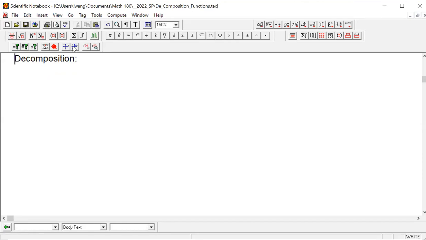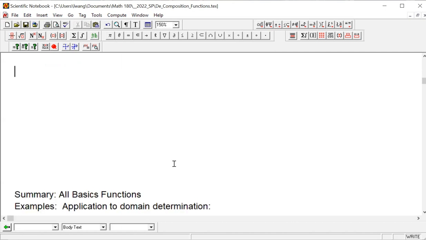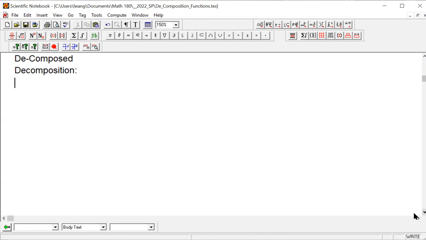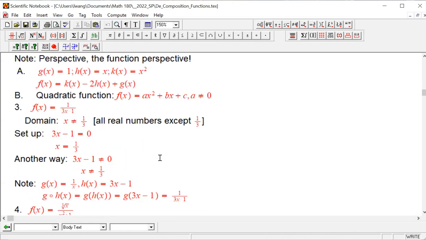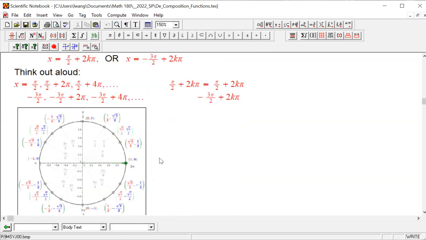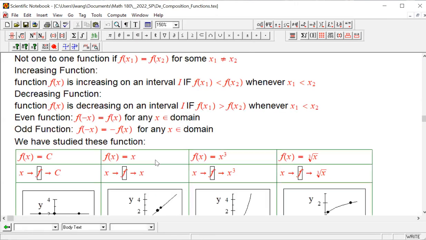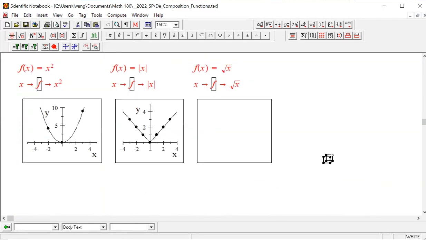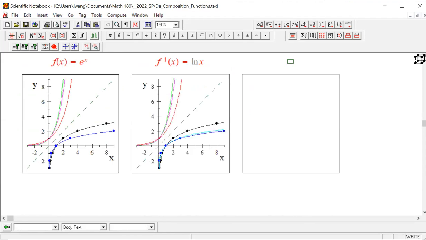Okay, knowing the basic functions we have discussed, let's look at the basic functions. What are the basic functions we have studied? Let's take a look. We have all of these, right? All of these are basic functions, aren't they? They are basic functions, and these are basic functions.